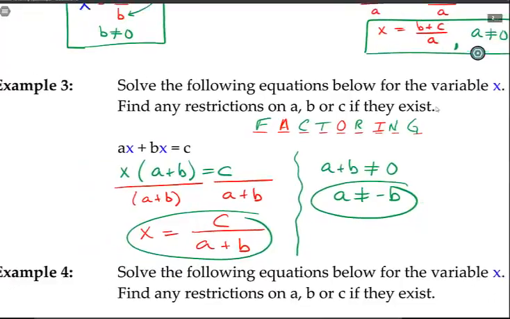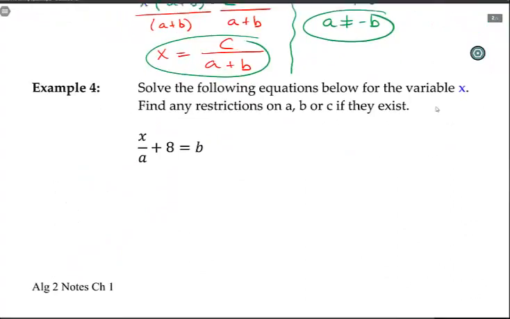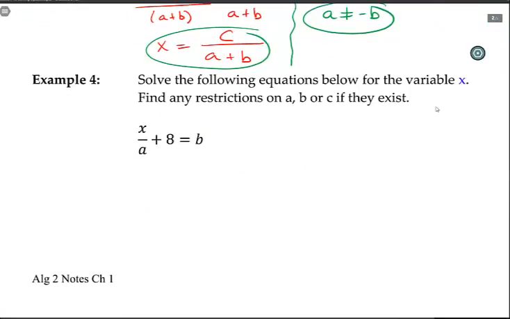Okay, we're moving on here. Let's look down at example 4 and finish this up. As we solve this equation for x, we do throw a number in there, and we're going to have to try to figure out how to isolate the x. So, do you think you want to multiply by a first or subtract 8? I'd subtract 8 because that's the addition subtraction. And remember, PEMDAS in reverse. So that gives me x over a equals b minus 8.